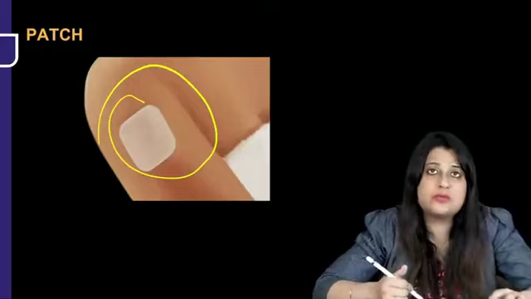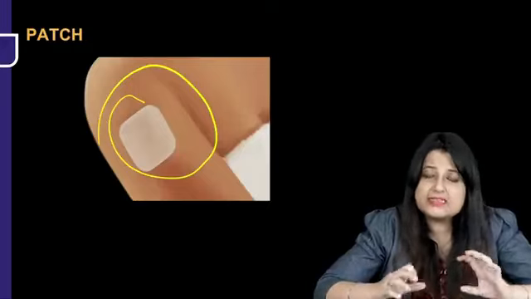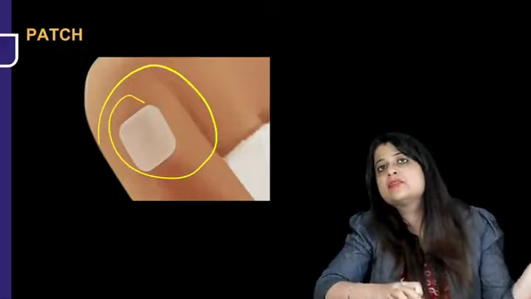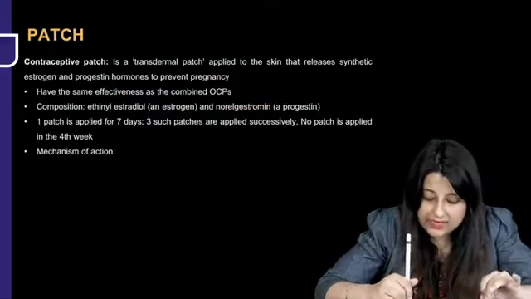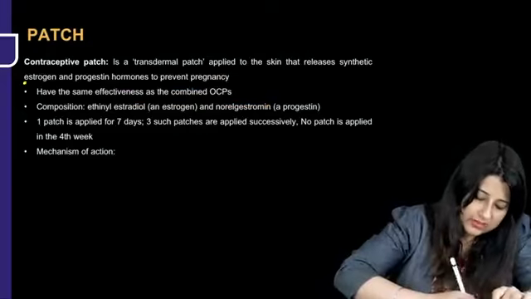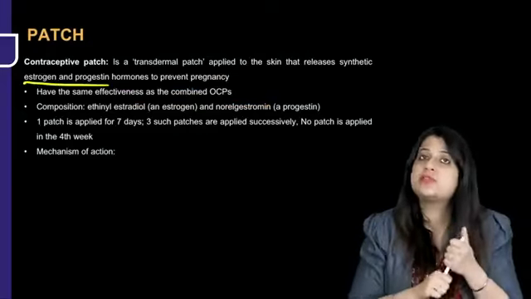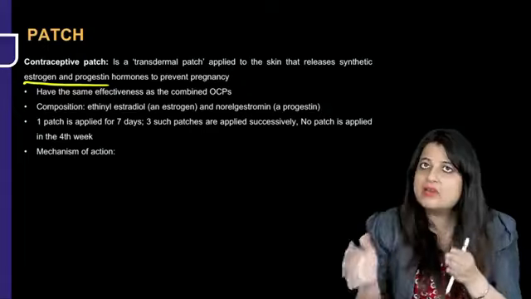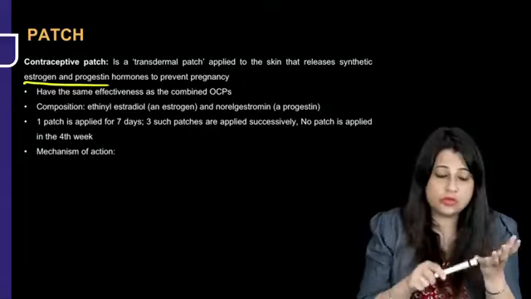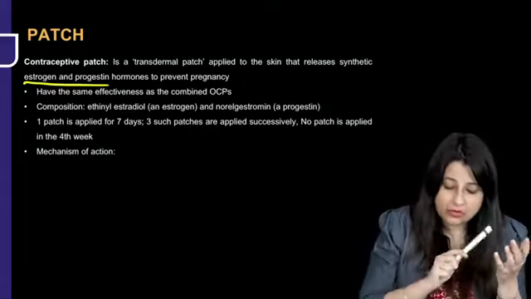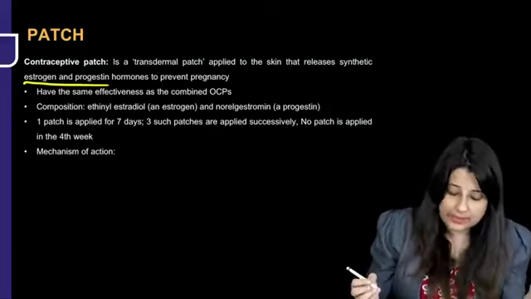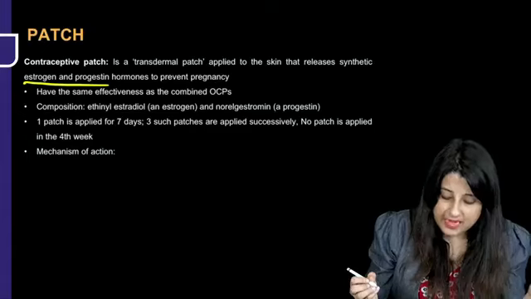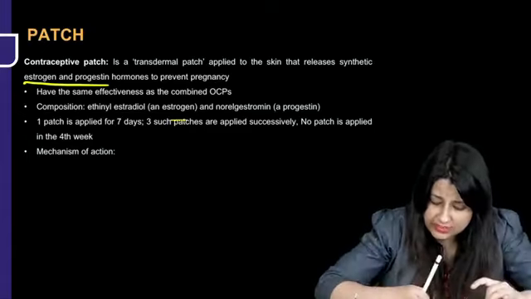This is a patch. You would ask, how is it this thing? See, it's similar to OCPs. The only thing is it's put as a patch. It's a transdermal patch applied to the skin, which releases both synthetic estrogen and progesterone. So it's just like an oral contraceptive pill, guys, which has both estrogen and progesterone. It has the same effectiveness as combined OCPs.